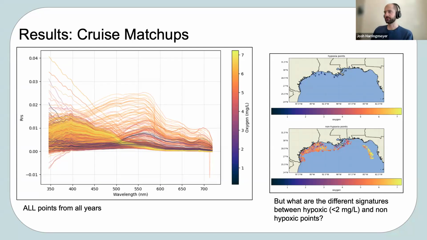I think the one piece that you can clearly pull out of this visual inspection is that you have this set of high reflectance, likely very turbid waters here, none of which are hypoxic.